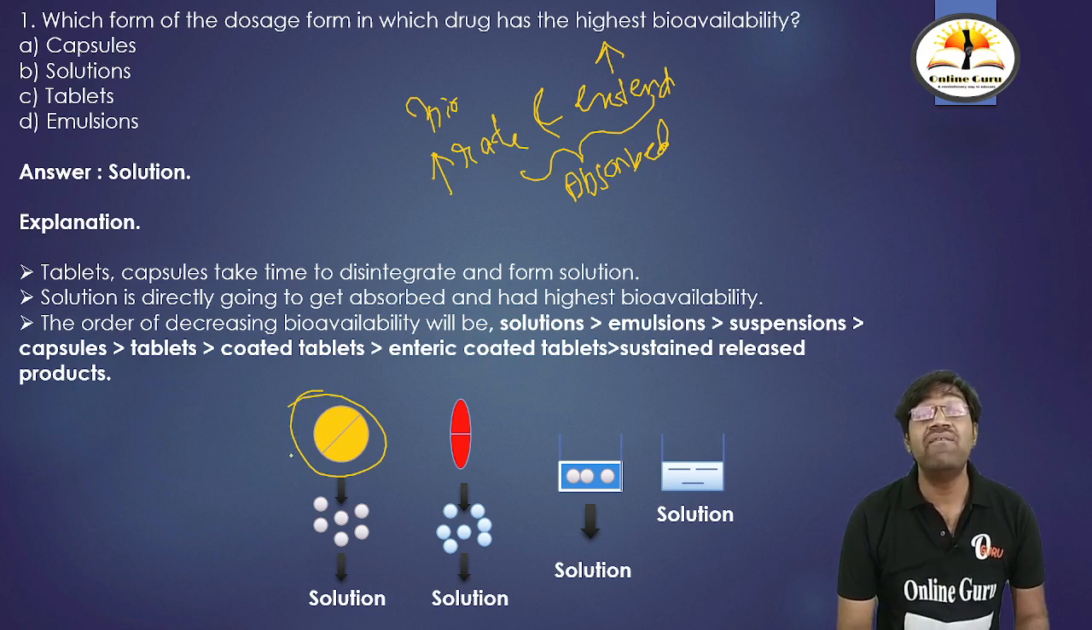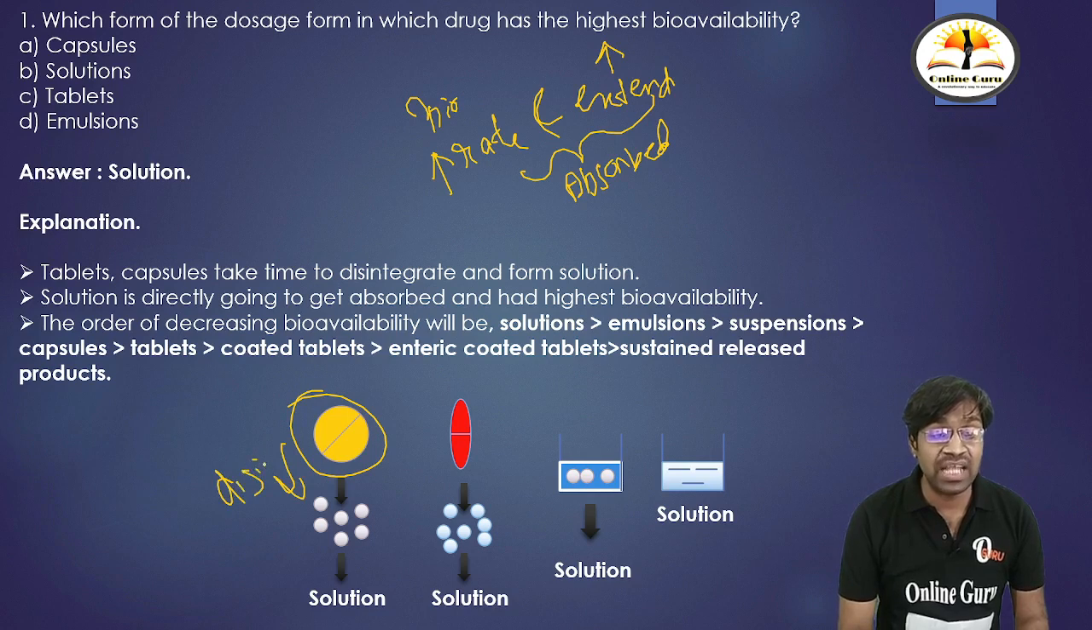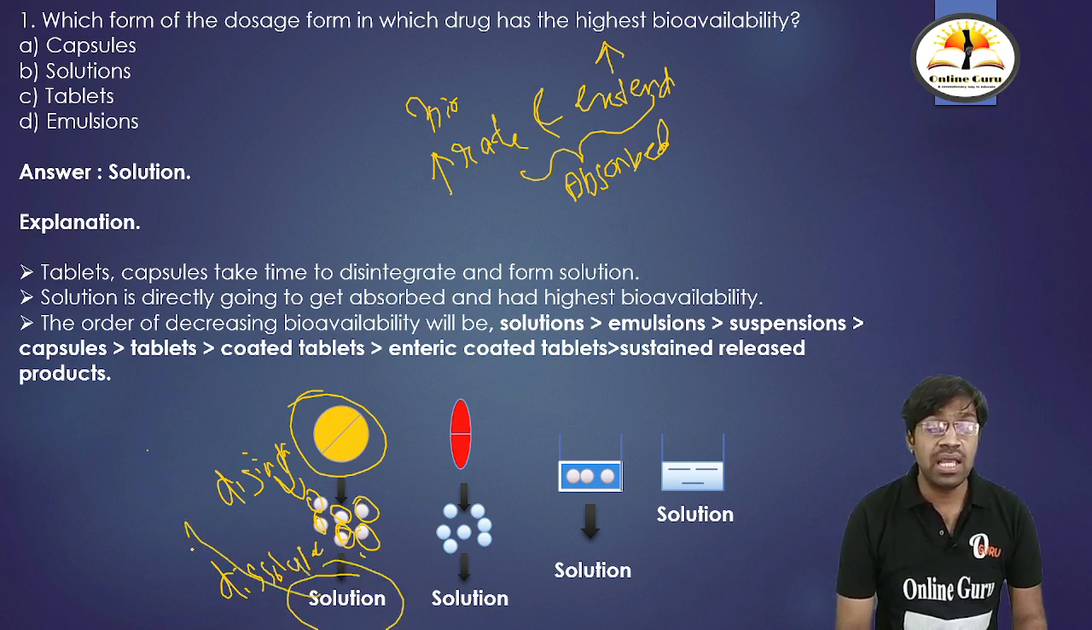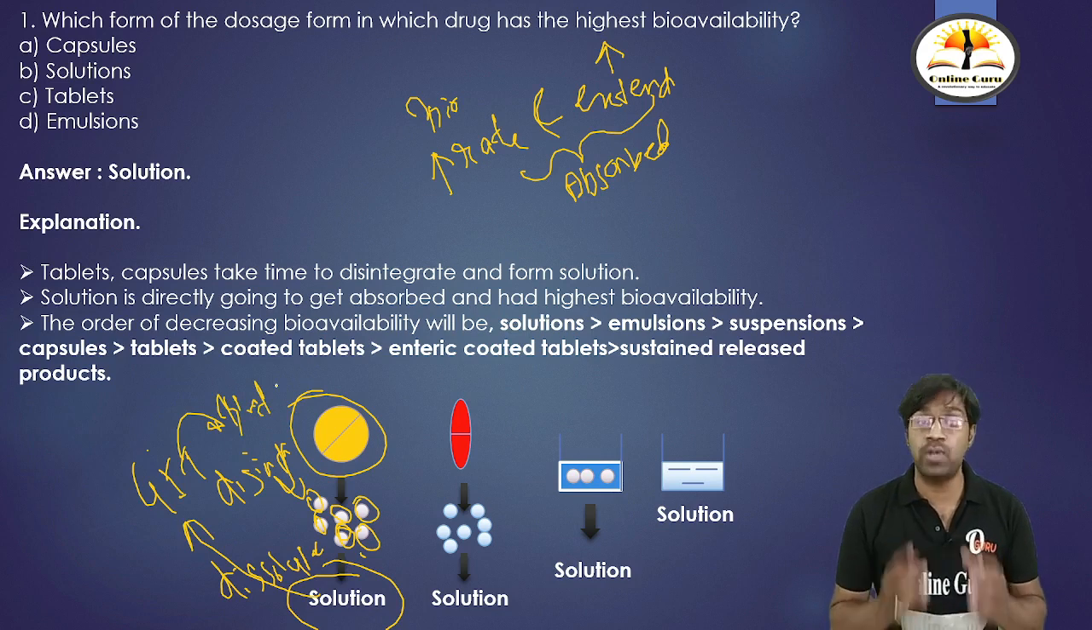When we take tablets orally, they undergo disintegration to release the granules. The tablet breaks down to release the granules. These granules then undergo the process of dissolution, meaning they dissolve in the GI fluids and convert into a solution, and this solution is absorbed from the GI tract into the blood. This process is called absorption.